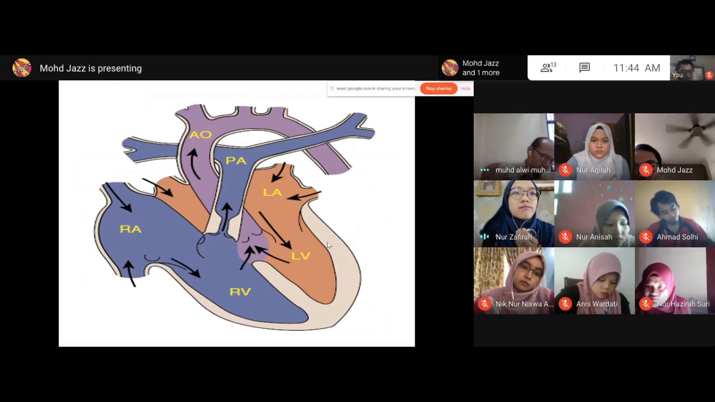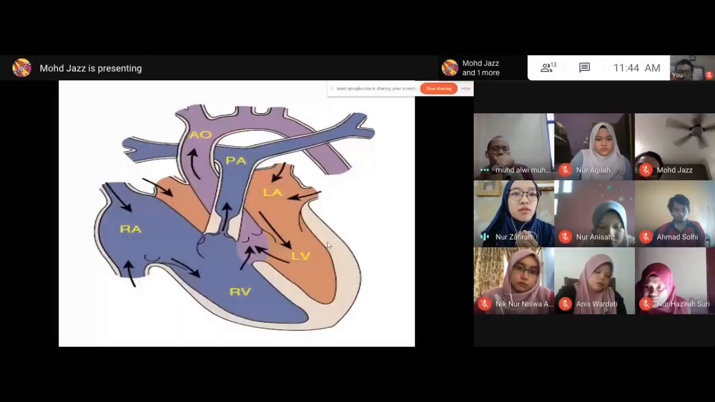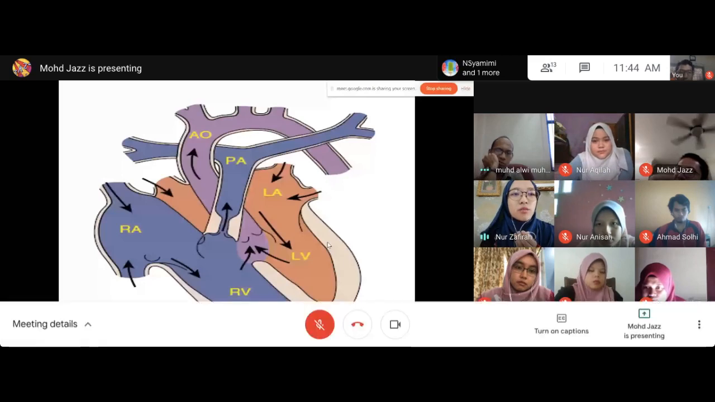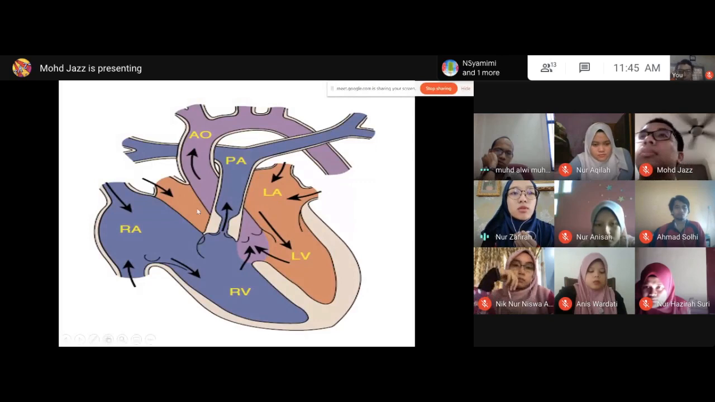So the overriding aorta, you can see from the pictures, means the aorta is positioned over the ventricular septal defect itself. So the blood mixes there, below the aorta, and goes into the aorta. The circulation is basically from the superior vena cava and inferior vena cava into the right atrium and goes into the right ventricle. And some of the blood from the right ventricle will go into the pulmonary artery.